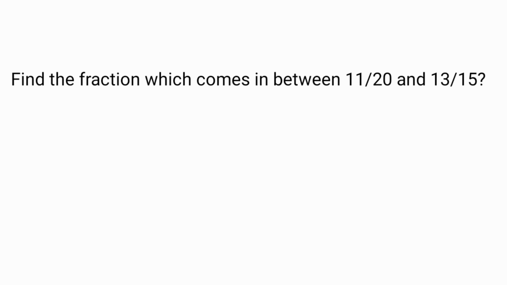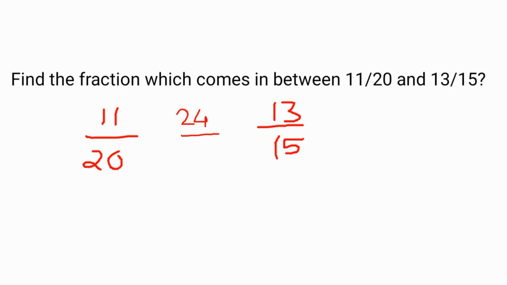To find the answer, it is very simple. What you have to do is, here we are asked to find out the fraction which comes in between 11 by 20 and 13 by 15. Only thing you have to do is, just add the numerators, that is 11 and 13. So, 11 plus 13 is 24, write it as the numerator, divided by, just add the denominators, that is 20 and 15, 20 plus 15 is 35. So, your answer will be 24 by 35. See how simple it is? Moving on to the next question.